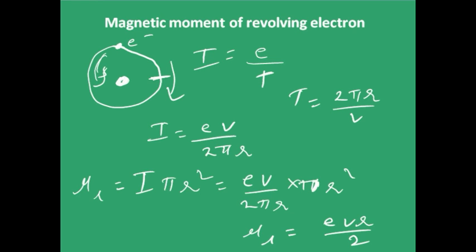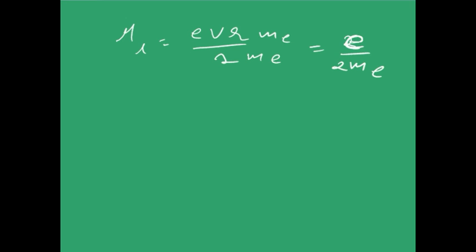And the same equation, observe this, μL is evr by 2, right? I will multiply by the mass of the electron and divide by the mass of the electron. Why am I doing this? Because to write this equation in this form, e by 2me, and what am I left with? m_e v r. mvr is what? It is the angular momentum of the electron about the central nucleus. Yes, this is the relation between magnetic moment and angular momentum.